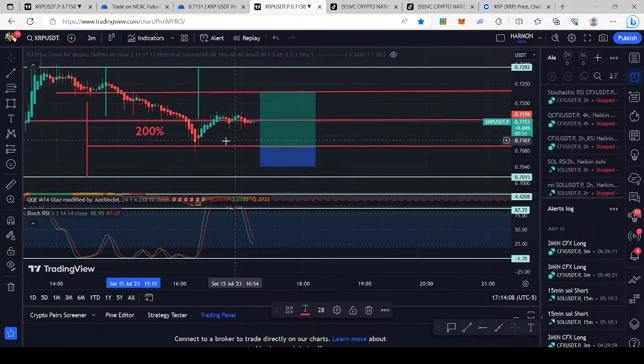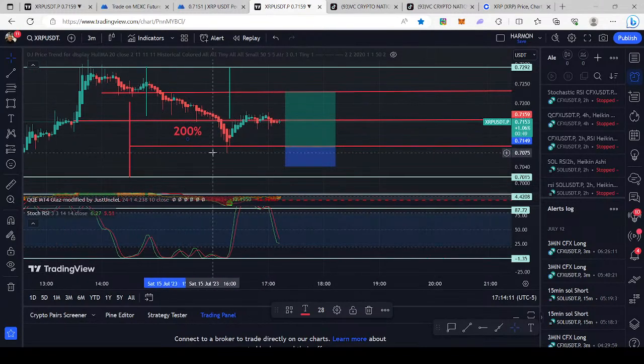Okay, so now we have our 200% here. That's it. And so we already have that first trade that we want. What's the win rate and the percentages? Honestly, if you follow the indicators and you do the system, the win rate is 98%. We have a 98% win rate.